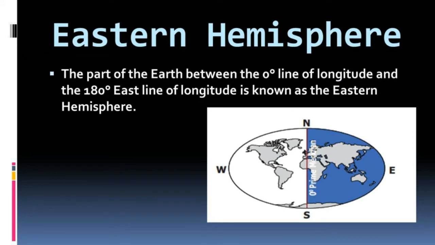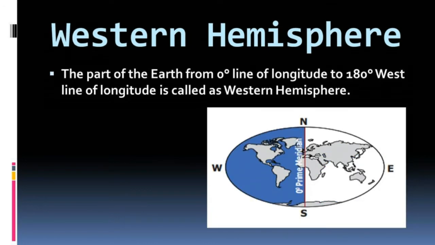Eastern hemisphere. The part of the earth between the 0 degree line of longitude and the 180 degree east line of longitude is known as the eastern hemisphere. Western hemisphere. The part of the earth from 0 degree line of longitude to 180 degree west line of longitude is called as western hemisphere.